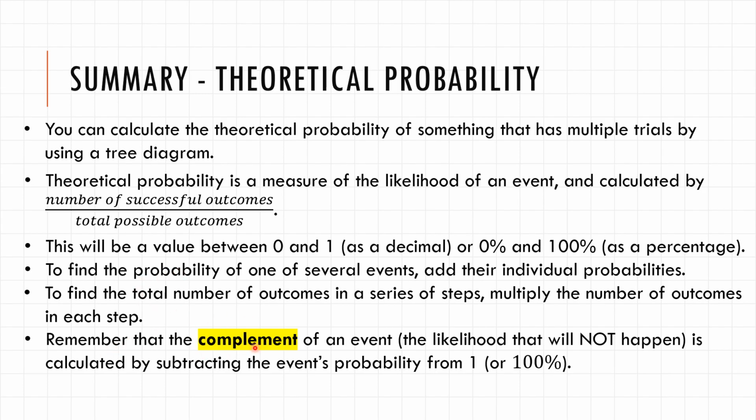And finally, remember that something called the complement of an event is the likelihood that the event will not happen. And that's super easy to calculate. All you have to do is take 100% and subtract the percentage of the event itself. So if there's a 10% chance that you will win a raffle, there is a 90% chance that you will not. 100% minus 10 is 90. Okay, so you just subtract your event's probability from 1 if you've expressed it as a decimal, or from 100% if you've expressed it as a percentage.